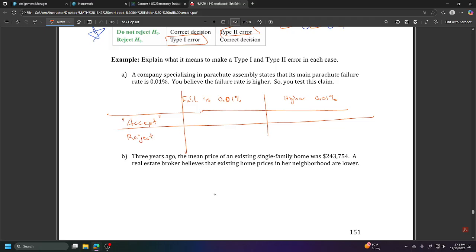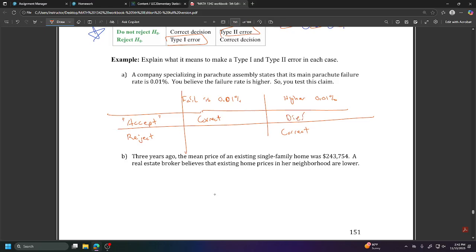Okay, so here's the thing. If the parachute failure rate is really low and you accept the parachutes, then all is good. If the failure rate is really high and you reject them, that's really good. That's fine. You move on to get a different parachute, right? But what if you accept the parachutes even when they have a higher failure rate? What happens? Say it. You're saying, yeah, parachutes are great, bro. And then they start failing in the sky. People die, right?